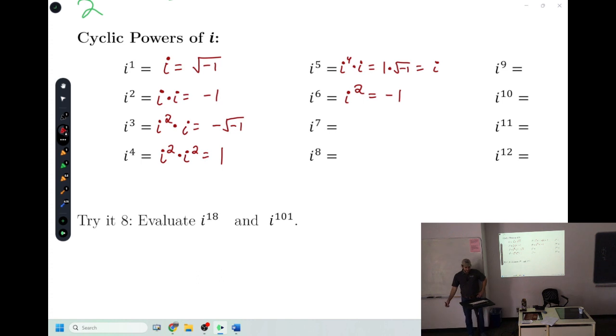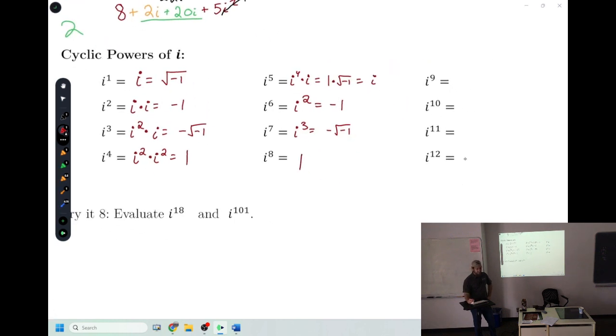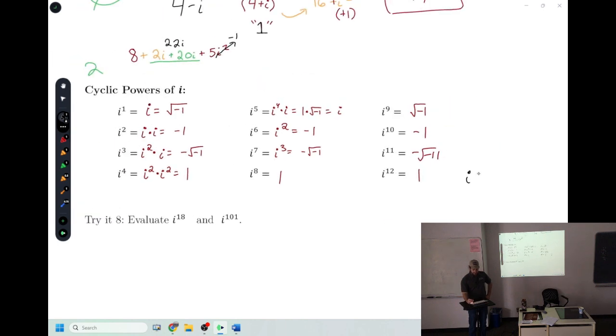What about i to the 7th? What is it the same thing as? What about i to the 8th? Anybody know what i to the 8th probably is? What about i to the 12th? Look at the pattern. What about i to the 10th? What about i to the 9th? What about i to the 11th? What do you think is going to happen at, what's the next one? No, the next cool one.